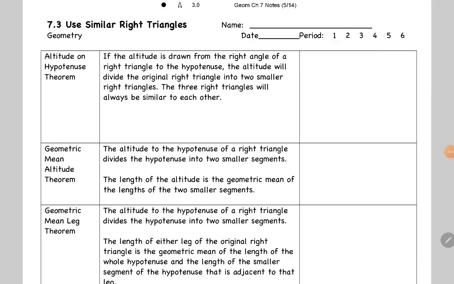In geometry, we'll be looking at using similar right triangles. So we have the altitude on hypotenuse theorem. So let's draw a right triangle.